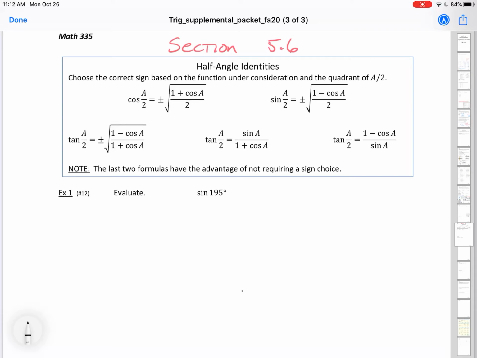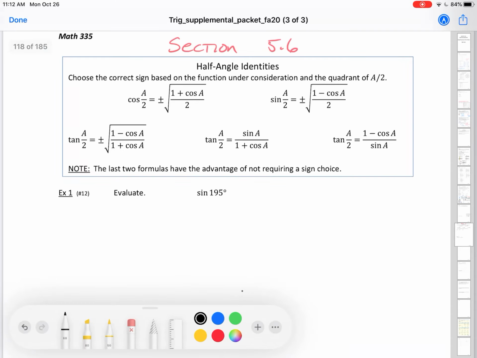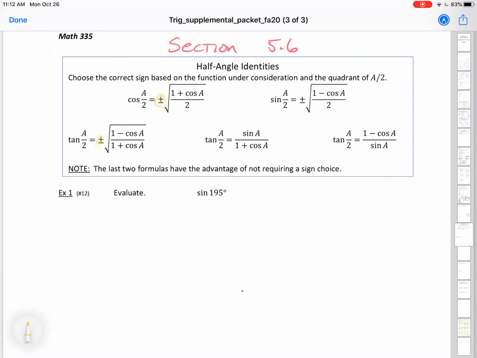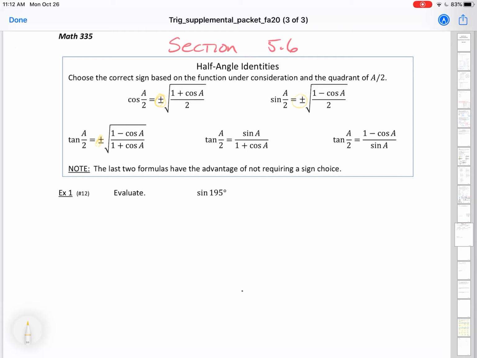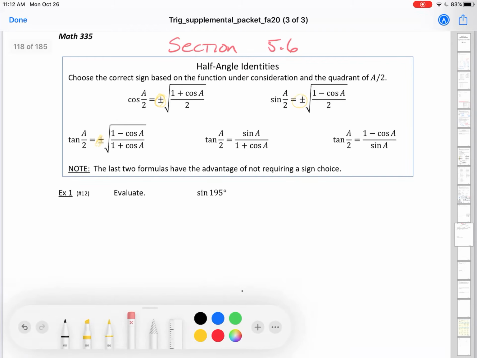The most important thing to notice about these identities is that they have a plus or minus outside. That plus or minus, and I'll highlight it here, this plus or minus that we're talking about right here, is not the same plus or minus that is in the quadratic formula. There's not two answers to this.